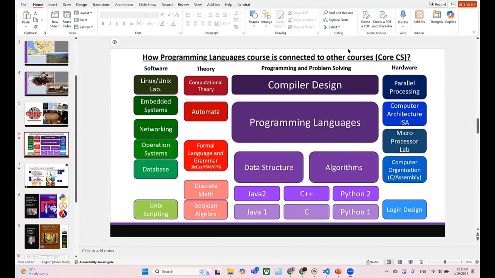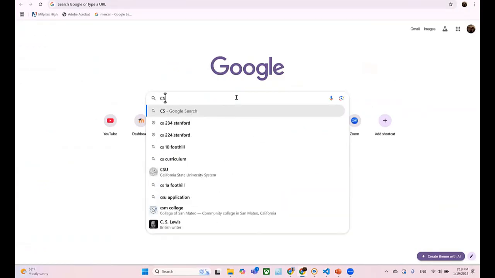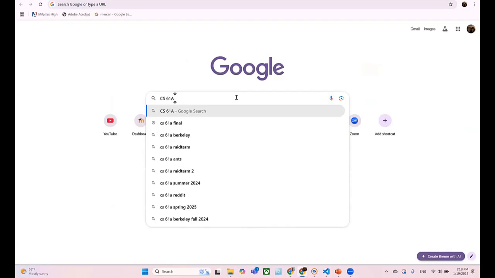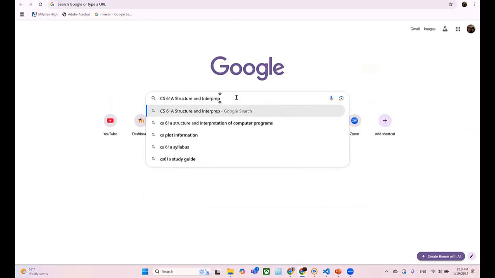So basically, one purpose for doing this data structure and algorithm course is to make sure you can go to the competition. Number two, you want to go to college and continue to move on to programming language and compiler design. So for that purpose, let's look at this one called CS61A, Structure and Interpretation of Computer Programs.